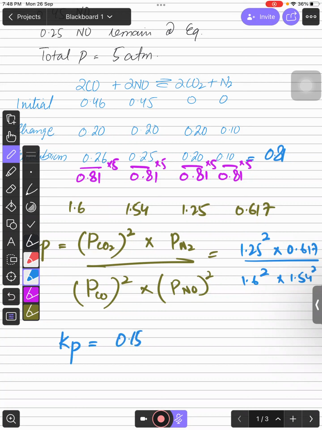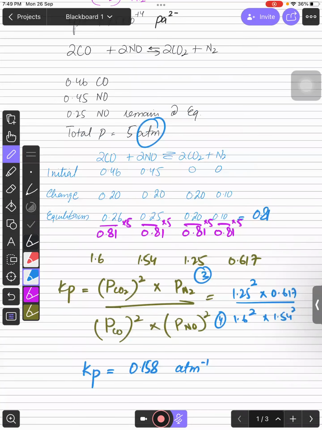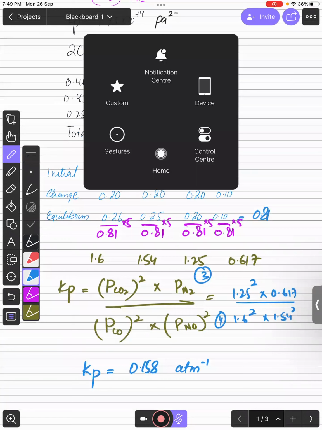The value of Kp is 0.158. And if you talk about the units, over here we have 3 and over here we have 4, and the unit of total pressure is atmosphere, so it is 1 over atmosphere, which means atmosphere inverse, right? But is that clear or not? Yes, sir. So this is a way to solve some questions of Kp that you need to understand. It's very easy, and it will give you almost 4 to 5 marks in the end.